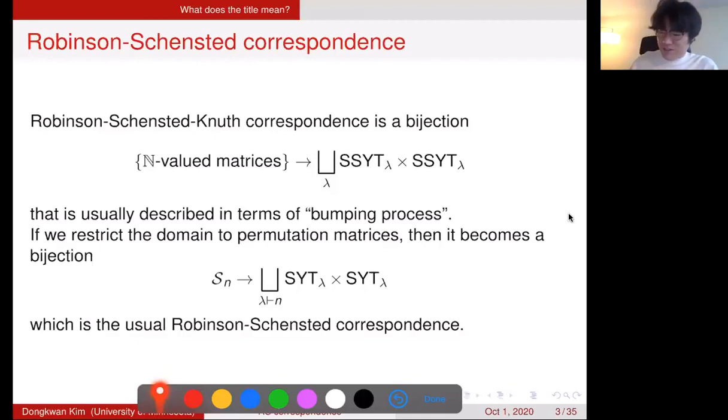And if you restrict your attention to S_n, here we identify S_n with the set of permutation matrices. You have zeros everywhere, except you have a 1 on each row and each column. So it's like non-attacking rooks. And they map to a pair of standard Young tableaux in this case, and it is still a bijection. This is usually called the Robinson-Schensted correspondence. The Knuth version is the generalization of this picture to here.